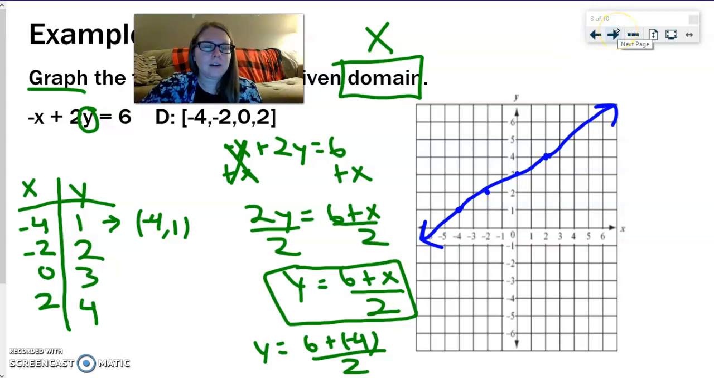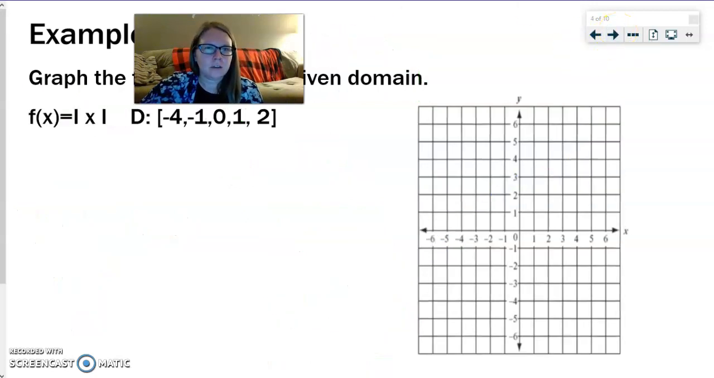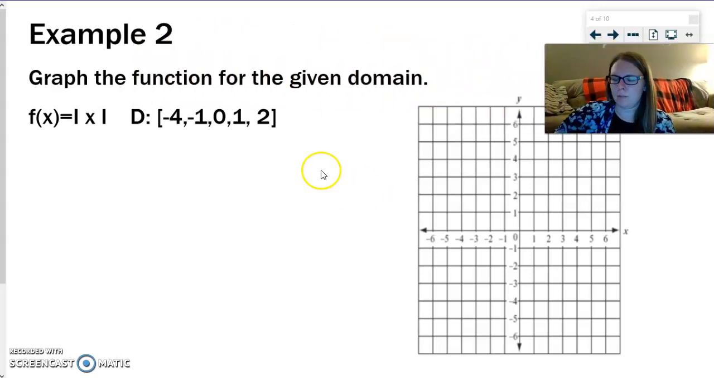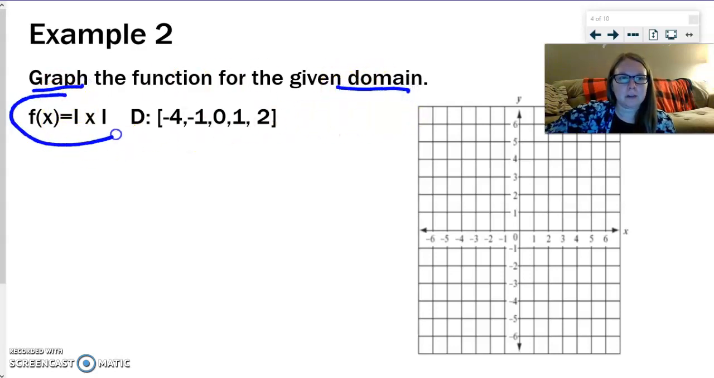So let's take a look at another one. So we are going to graph this function for the given domains. Again, we're going to graph the function for the given domain. This time we have something written in function notation. So it says f of x equals, and then I have the absolute value of x. And then they give me my domain, which again, remember, means my x values.